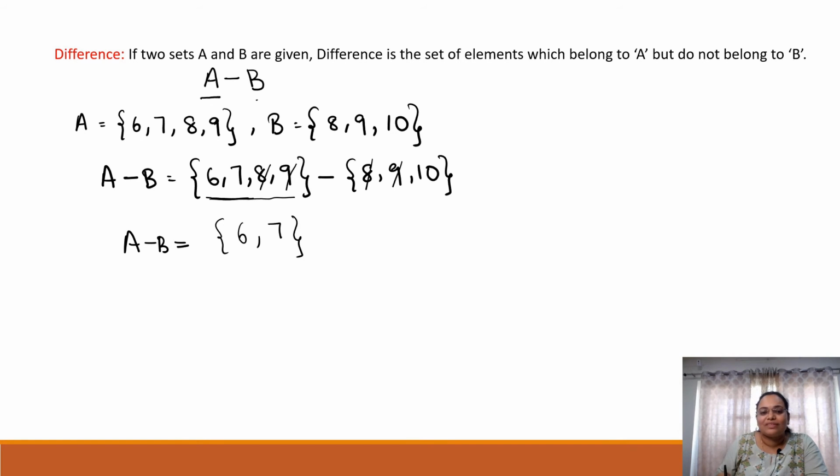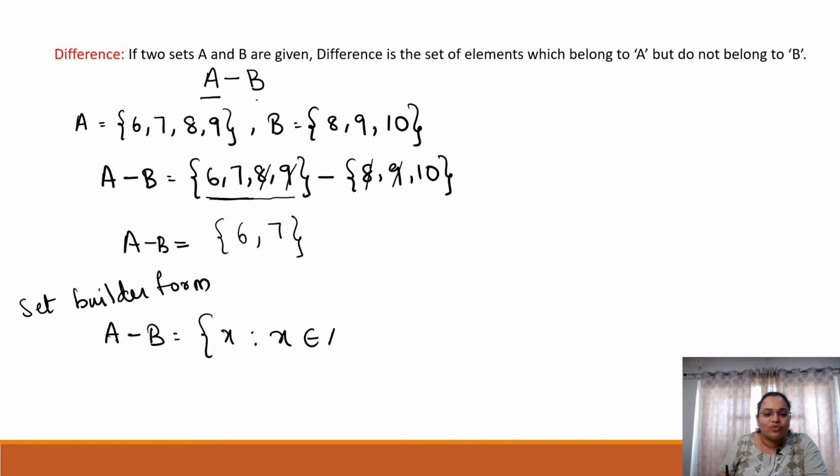So this is in the roster form, right? So how do we write it in the set builder form? For A minus B: {x such that x belongs to A and x does not belong to B}.